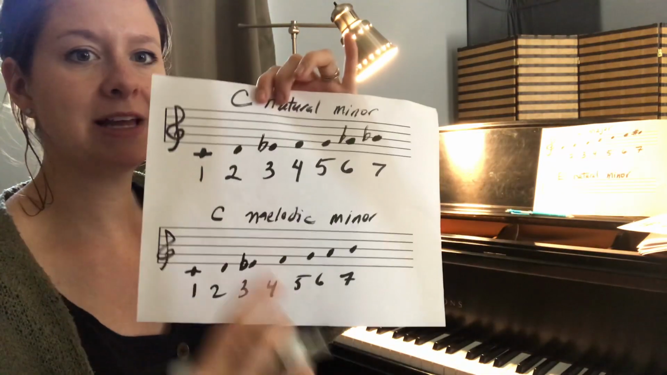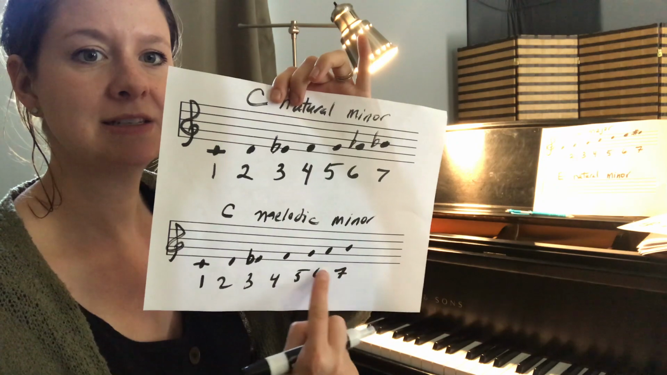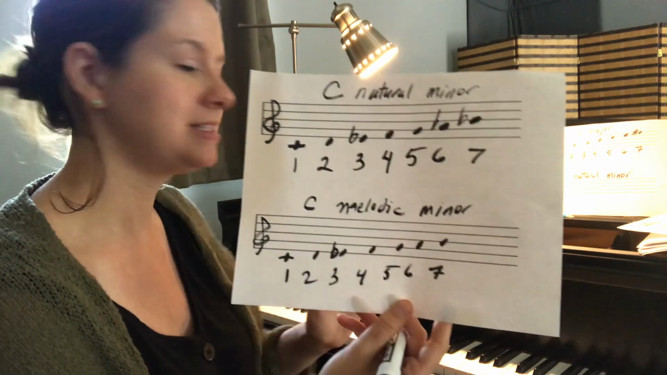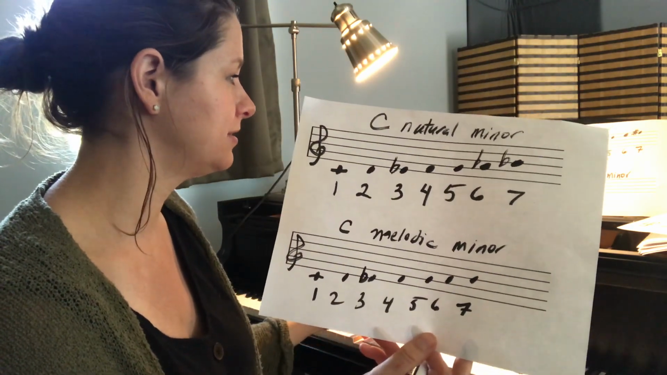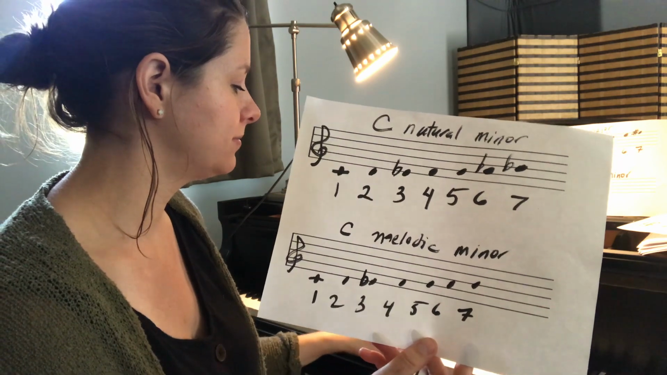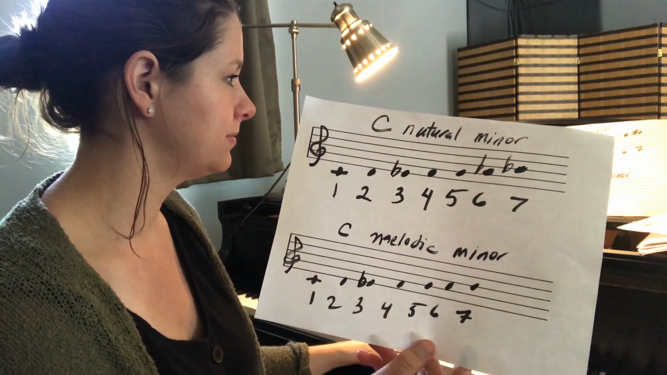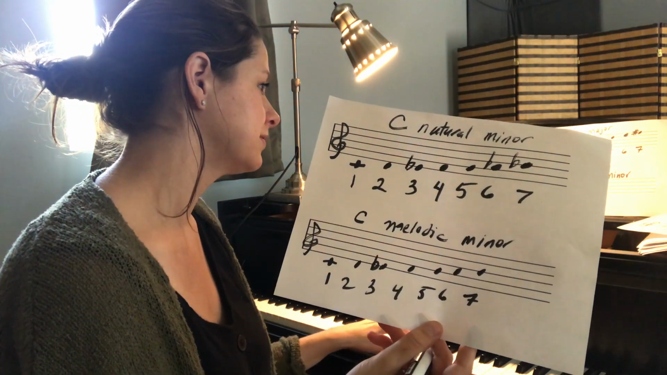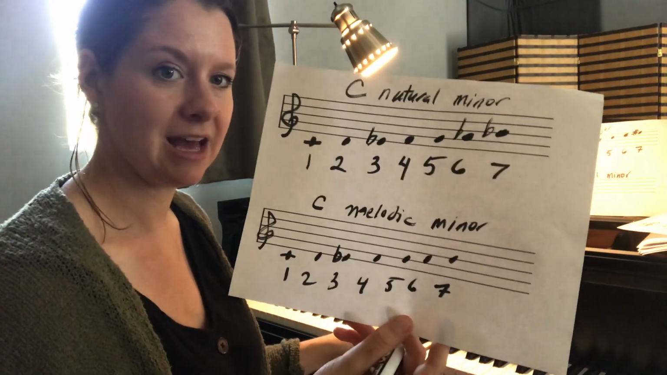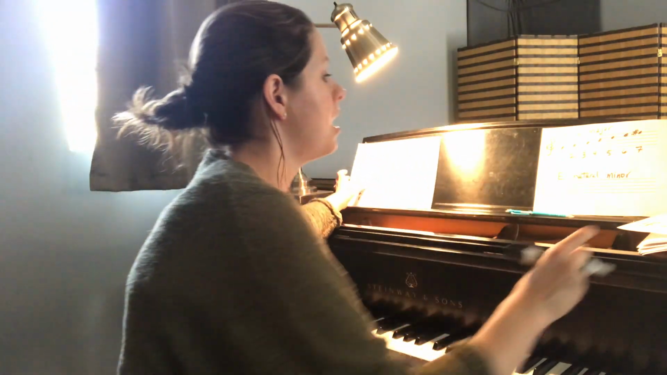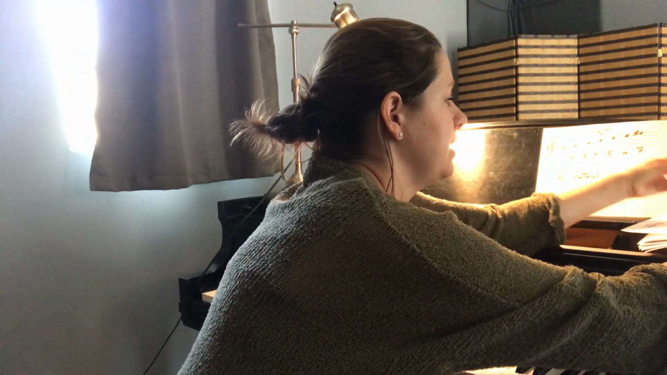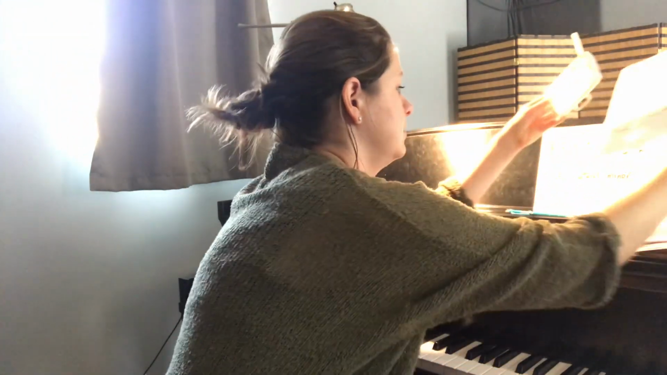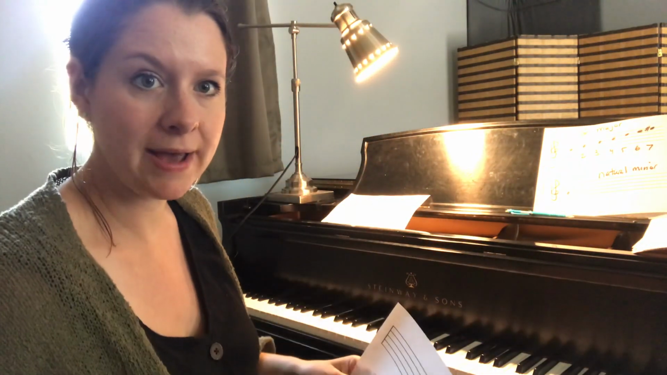It's going to sound a little bit like the natural minor scale, except the 6 and 7 are major-ish. So here's C melodic minor. So minor in the beginning, major in the second half. C harmonic minor, we just lower 3 and 6, okay?